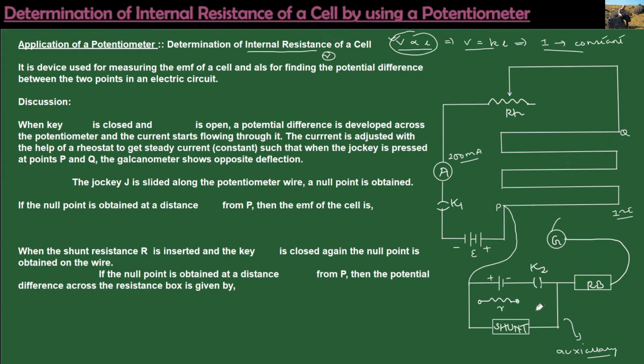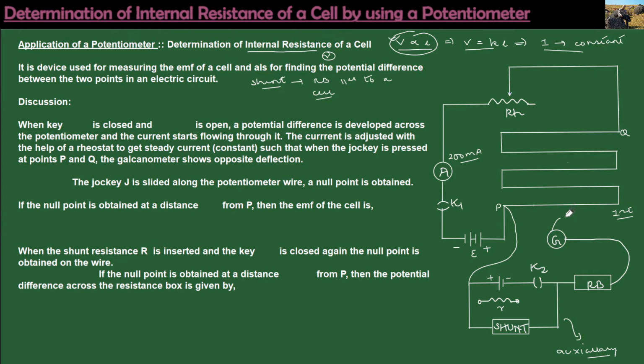And then on this auxiliary circuit, we have this shunt resistance. What is a shunt resistance? Basically, a shunt resistance is nothing but a resistance box which is connected in parallel to a battery or to a cell. That is the purpose of a shunt. By using a shunt resistance, we increase the sensitivity of the circuit. Now over here we have another resistance box, and we will have a galvanometer.